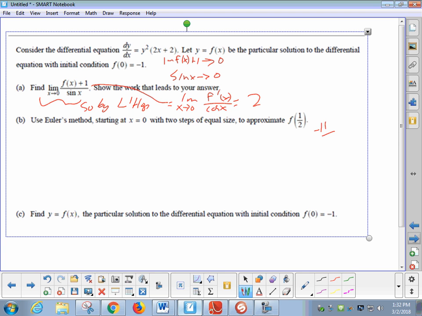The estimate, we had a ton of disagreement on B in the last class. My answer is negative 11 over 32. I guess what was wrong with those numbers? Okay. And C, y is 1 over negative x squared minus 2x minus 1.